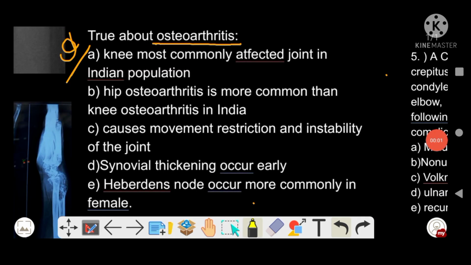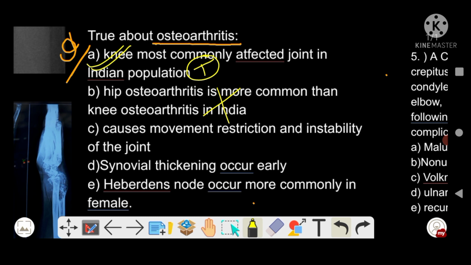Okay, so now coming back to the question. They asked which one of them is true about osteoarthritis. Knee is the most commonly affected joint in the Indian population. We saw that this is the correct option, right? So this is true. Then they said that hip osteoarthritis is more common than knee osteoarthritis in India. This is not true. The reverse is true. Knee osteoarthritis is more common than hip.